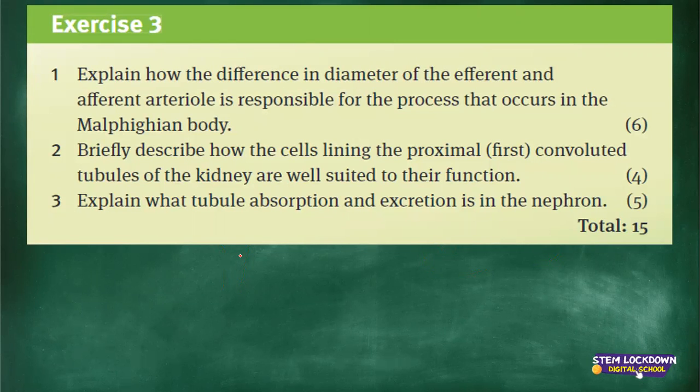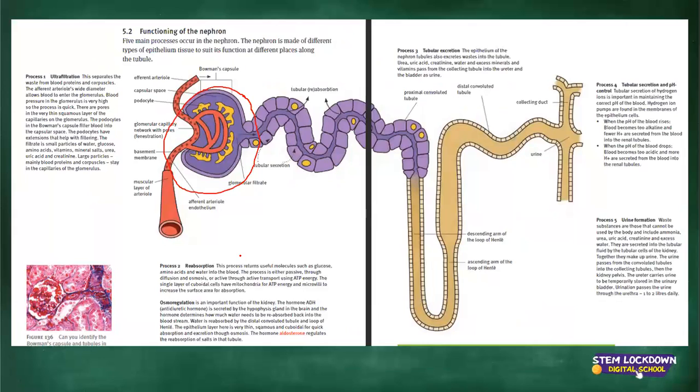Question 2: briefly describe how the cells lining the proximal, which is the first, convoluted tubules of the kidneys are well suited to their functioning. This is the one we are talking about. These are the proximal convoluted tubules, these ones here. Then here, it's the distal convoluted tubule. So they are asking about how these cells play their role here in the proximal convoluted tubule.